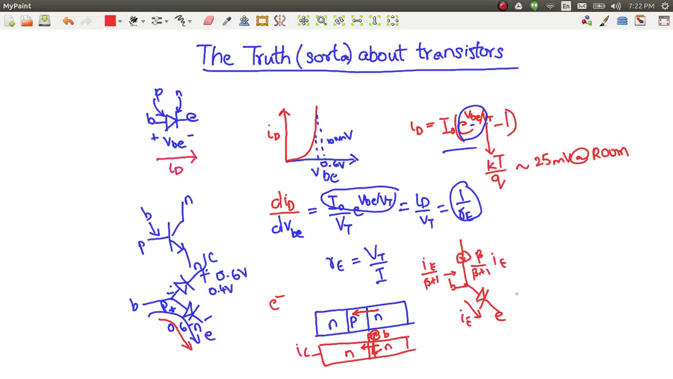So this is a fairly accurate model of a bipolar transistor, which respects the fact that it actually has a nonlinear device and a diode in forward bias, but most of that current is actually coming somehow from the collector.